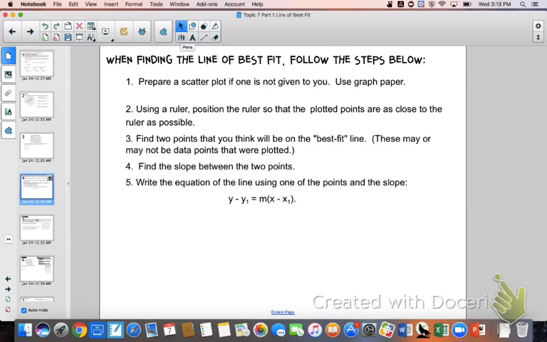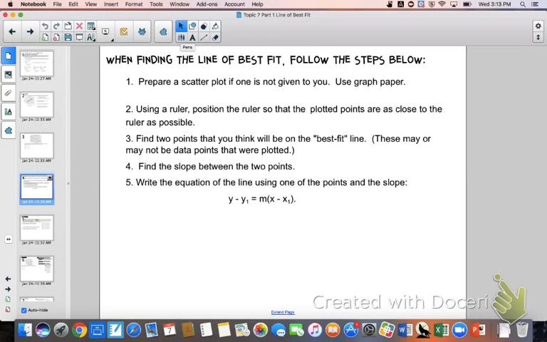You want to, as I talked about before, have the same number of points above and below the curve, and make sure you're going in the general direction that the curve is going. Number 3, find 2 points that you think will be on the best fit line. Those may or may not be data points, but they're points on the line. So keep that in mind. They may not be points that you plotted, but they have to be on the line.